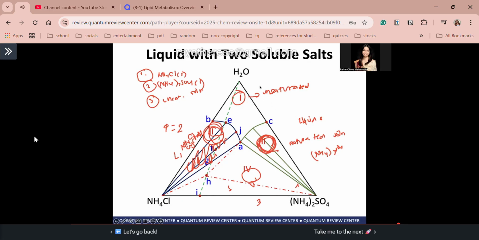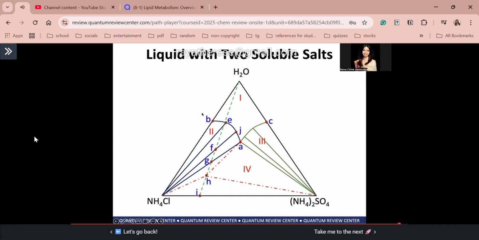Now for the corners. Here you have pure water. Here you have pure ammonium chloride. And here you have pure ammonium sulfate. I hope it's clear. Those are just the basic parts of this phase diagram. Don't overanalyze it.